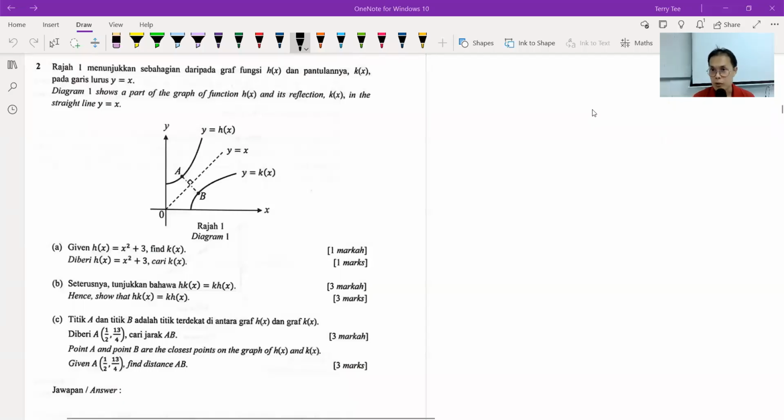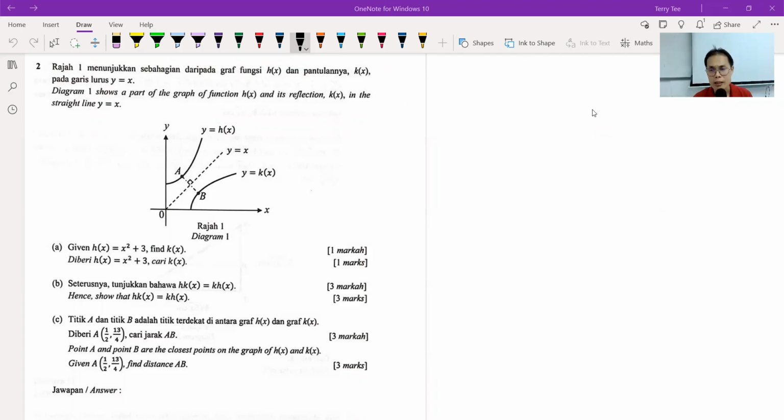Okay, moving on to question number 2. This is from the chapter Function, chapter 1. So first part, you are given a part of a graph of function y equals h(x) and its reflection k(x) in the straight line y equals x. So you're given h(x) equals x squared plus 3, find k(x).